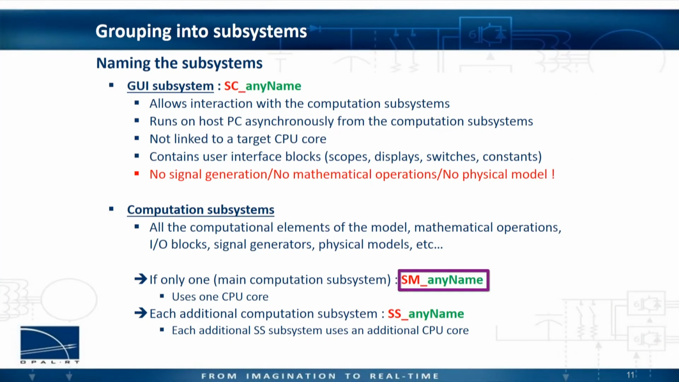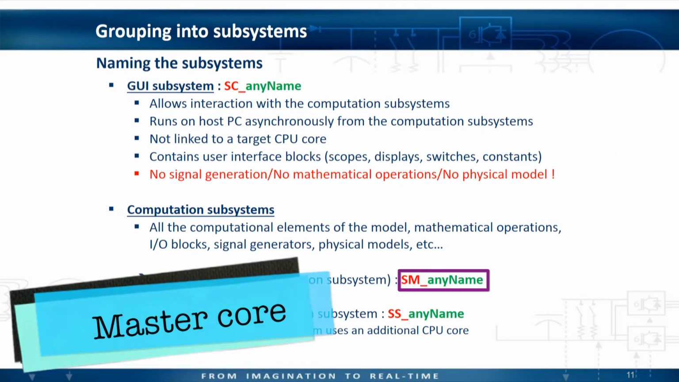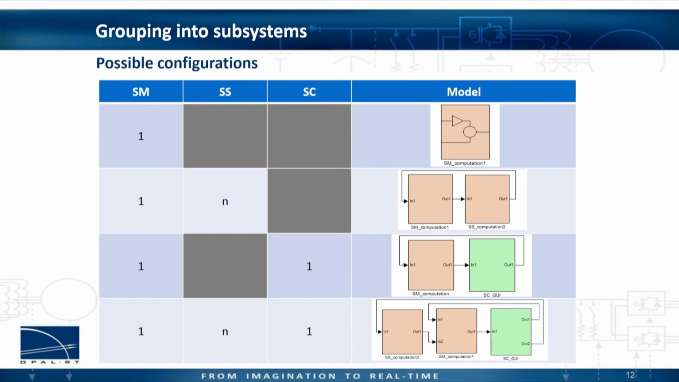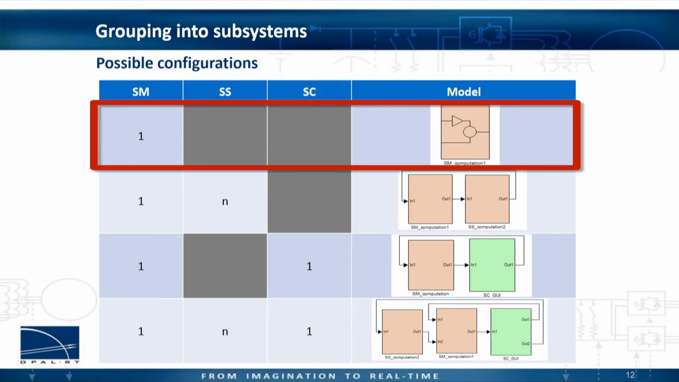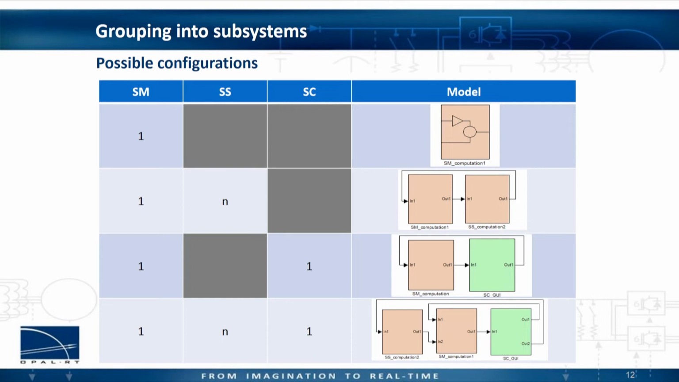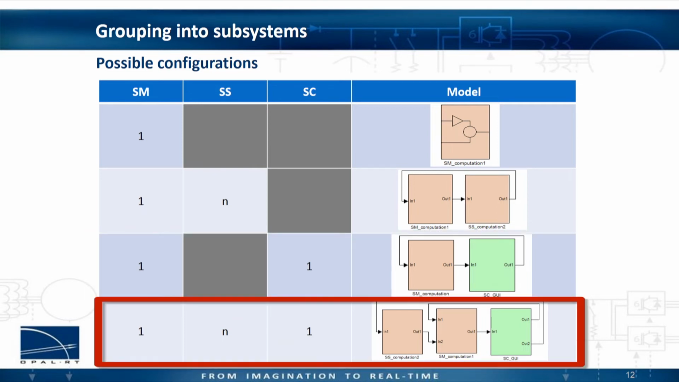So SM underscore any name is the master, SS underscore any name is the slave. You can have multiple slaves, but there will be only one master and one console. Please remember this. These are the various architectures you can have. One master, as I said, is compulsory because we need to have some computation. Then master or slave. Console is still not compulsory. If you want, you can have master console or master console slave.